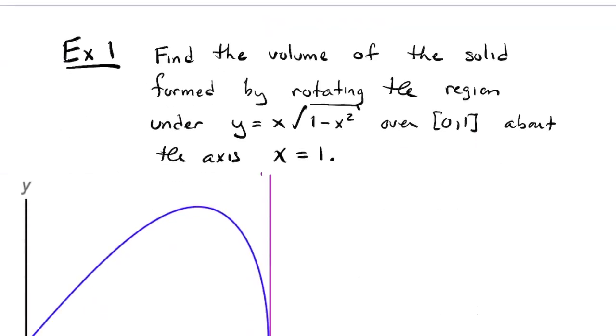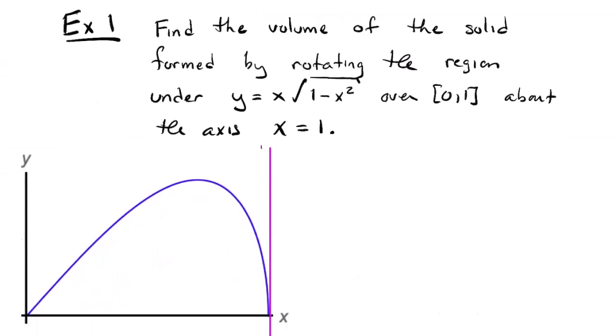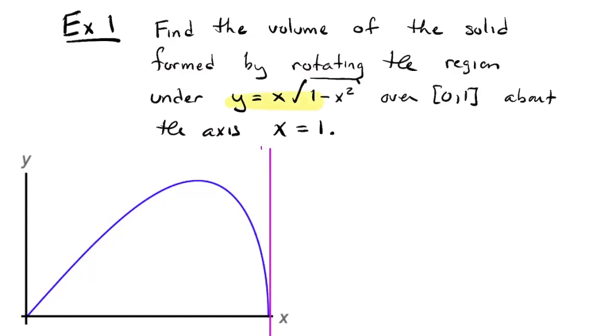So first example, that's just going to barely fit on the screen there. I'd like to find the volume of the solid formed by rotating the graph of x times the square root of 1 minus x squared. I've got that function graphed there for you already, drawn in blue. The equation is x times the square root of 1 minus x squared.